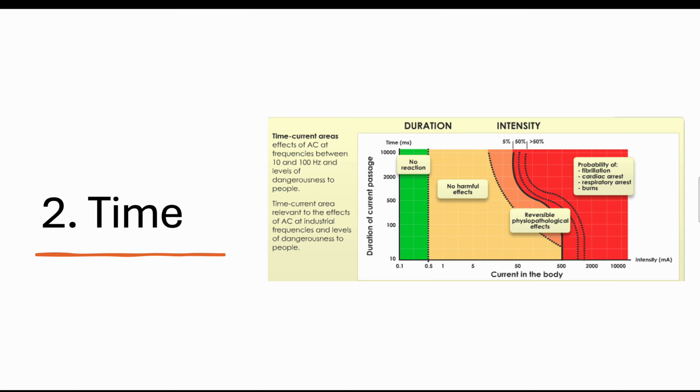You could even have delayed onset effects. So some effects of electrical shock may not manifest immediately, but it can become apparent over time. You could sustain internal injuries like damage to organs or tissues. So time is fairly relevant as one of the factors in terms of affecting electrical current.